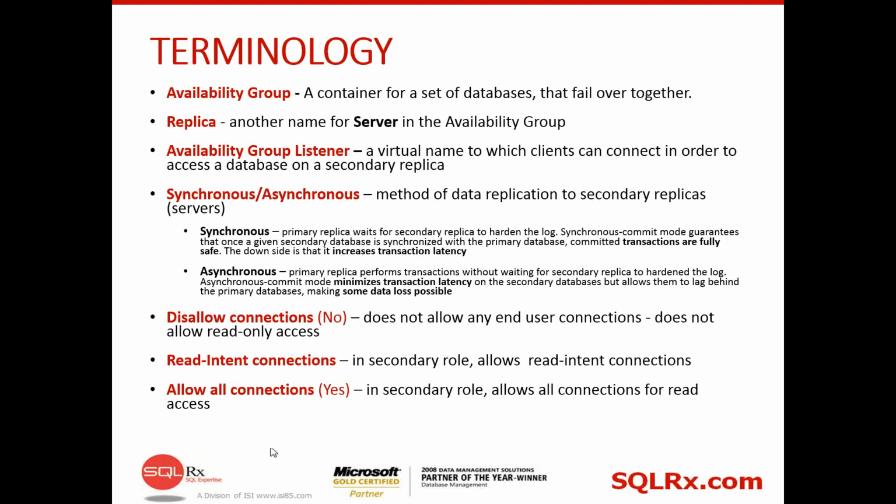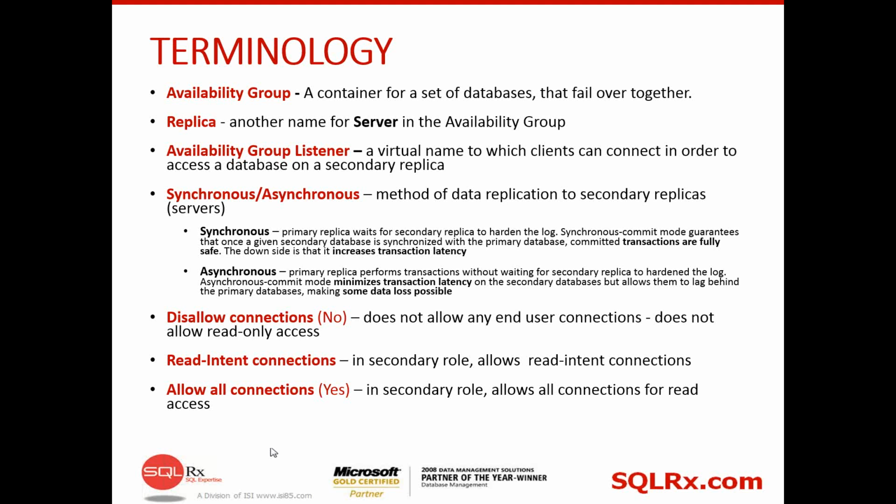All right, the read intent only lets the end users with this designation connect and it keeps everyone else out. And then allow all, in the wizard it just says yes. Allow all allows all of the end users to connect to those secondaries and get to the databases. Of course, they only have read-only access, but it doesn't keep anybody out.